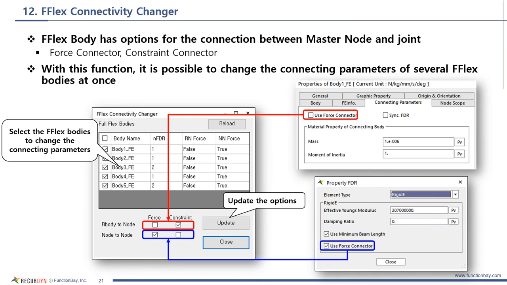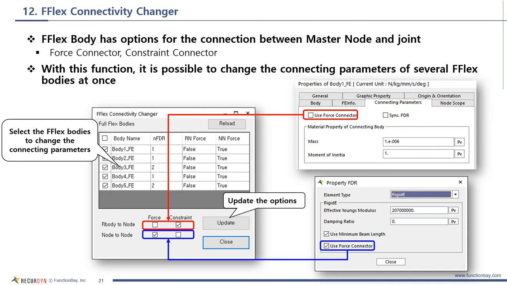The 12th feature is FFlex body connectivity changer. It allows you to collectively change the connection parameter of FFlex body and settings for FDR. In the customization tab, click the run icon in the ProcessNet group and double-click FFlex connectivity changer to run it. In the option R-body to node, it is determined whether to use force or constraint connection in the relationship between the rigid body and FFlex body nodes.